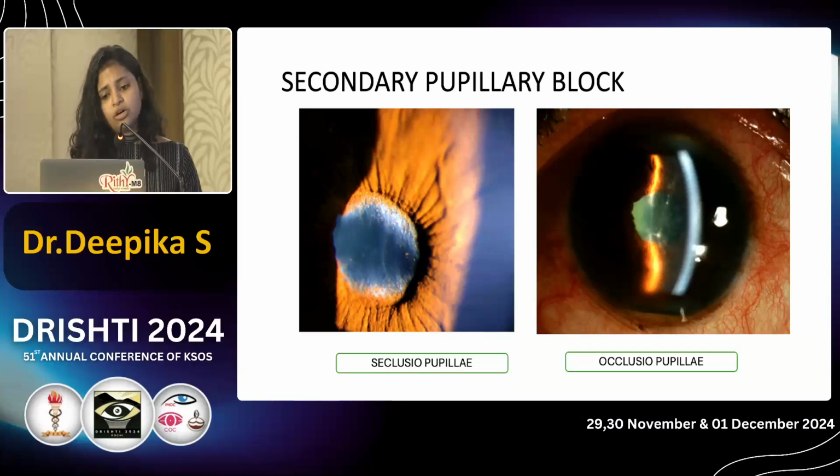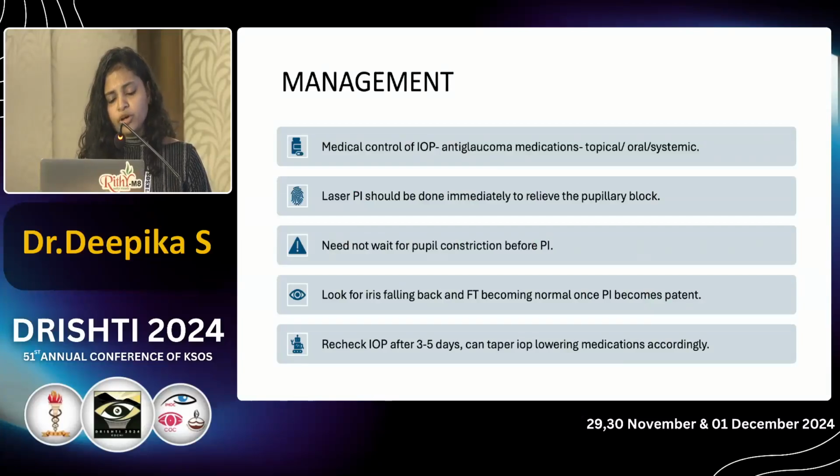So, how will you manage these patients in OPD? First thing is not to get tense. In any condition of high IOP, you first reduce the IOP with medications, topical, oral or systemic, as in an acute primary angle closure attack, and the primary and definitive treatment to relieve the pupillary block is laser PI. You don't have to wait for pupil constriction or the IOP to come down in secondary pupillary blocks, because it is very difficult to bring the IOP down.